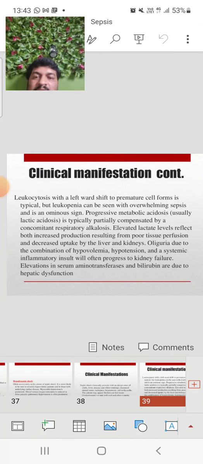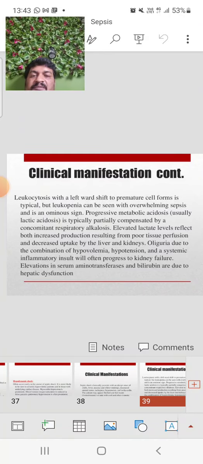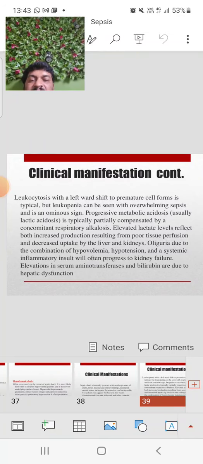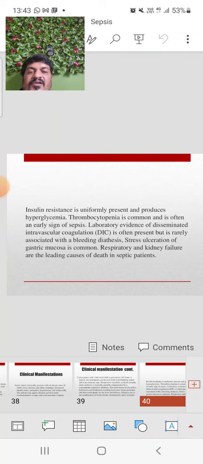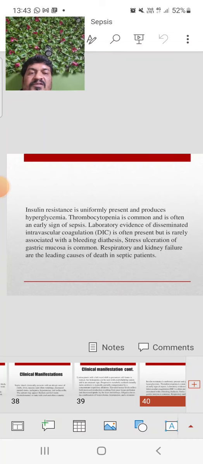Elevations in serum aminotransferases and bilirubin are due to hepatic dysfunction. Insulin resistance is uniformly present and produces hyperglycemia. Thrombocytopenia is common and is often an early sign of sepsis. Laboratory evidence of disseminated intravascular coagulation is often present but rarely associated with a bleeding diathesis. Stress ulceration of the gastric mucosa is common. Respiratory and kidney failure are the leading causes of death in septic patients.